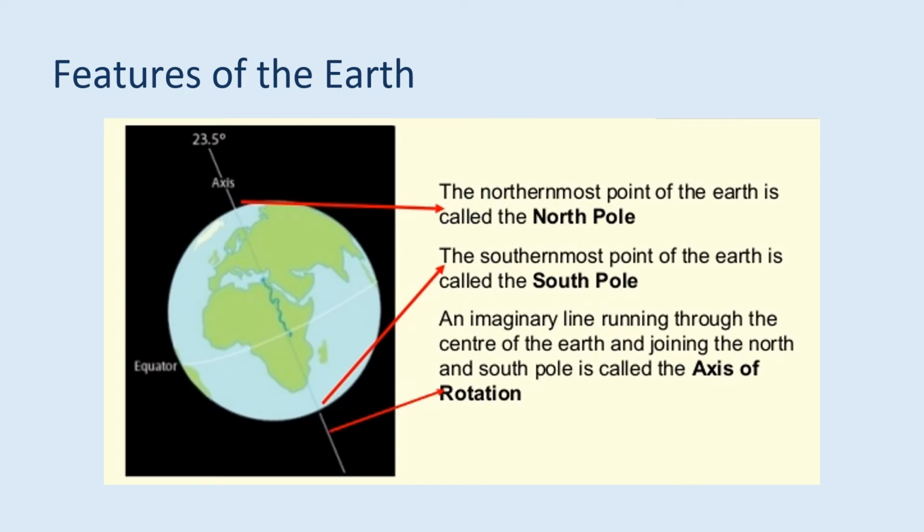Now we will read about features of the earth. Earth has two poles, one is the North Pole and the other is the South Pole. And earth rotates on its axis. What is an axis? An imaginary line running through the center of the earth and joins the north and the south pole. That is called axis of rotation.